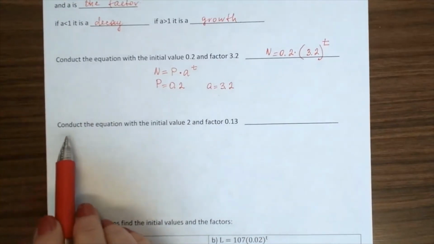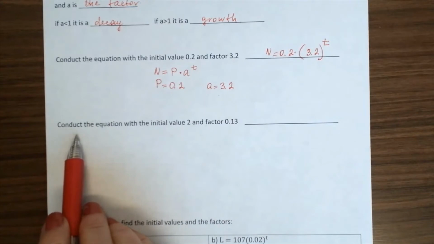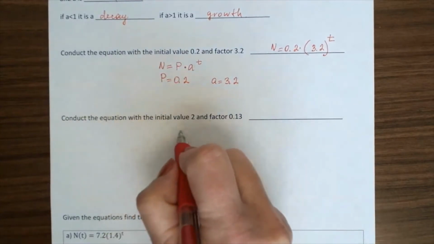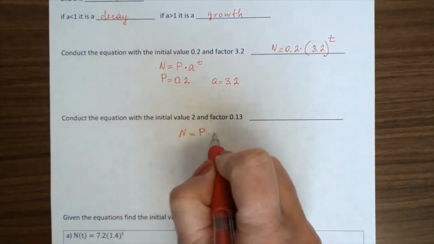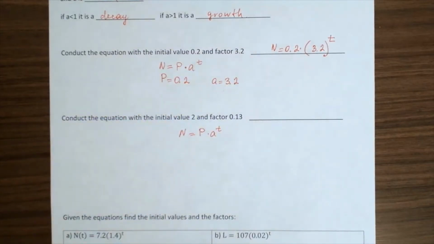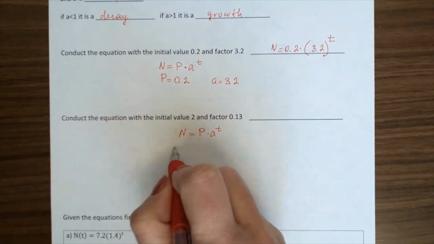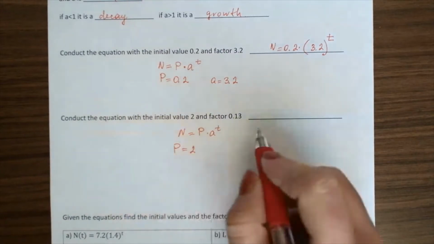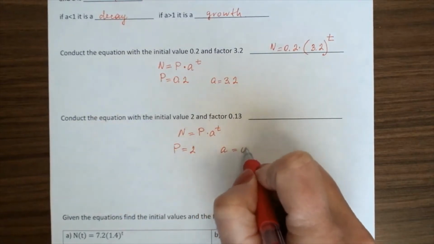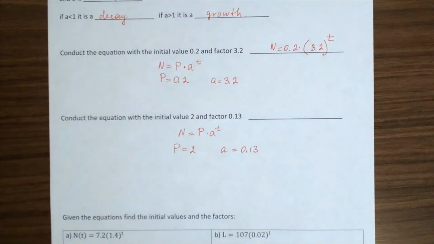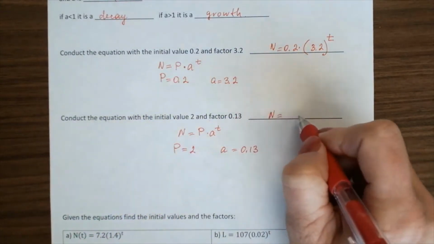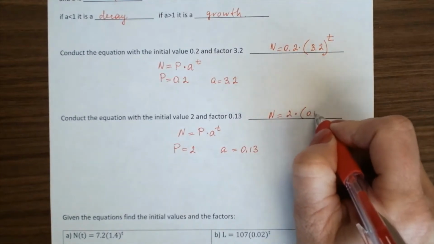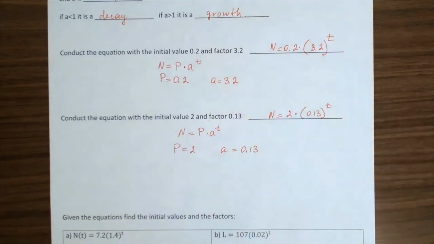Let's try one more time. Construct the equation with the initial value 2 and factor 0.13. So we will start with the general formula n equal to p times a to the t power. We read the problem again, and we see that the initial value is equal to 2, and the factor a is equal to 0.13. So the final equation is n equal to 2 times 0.13 to the t power.